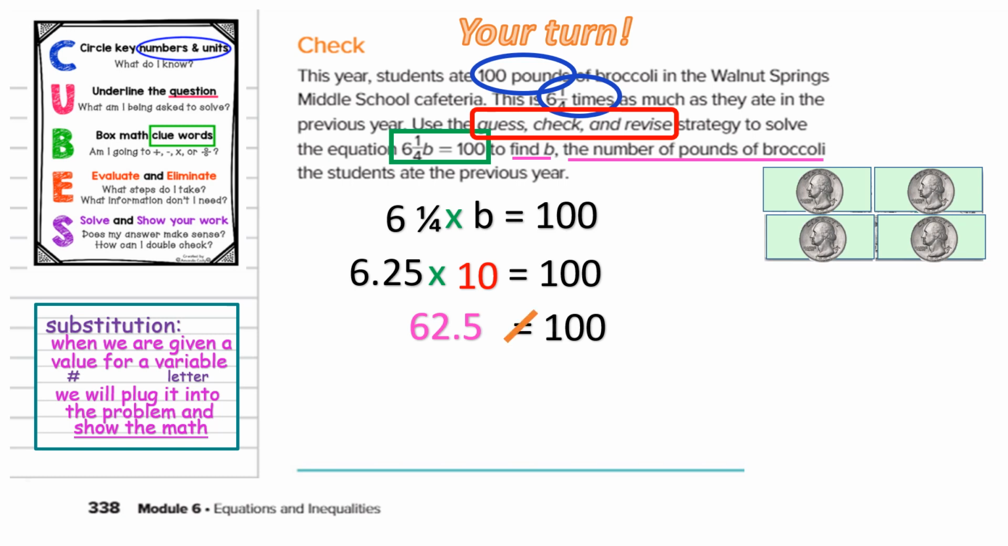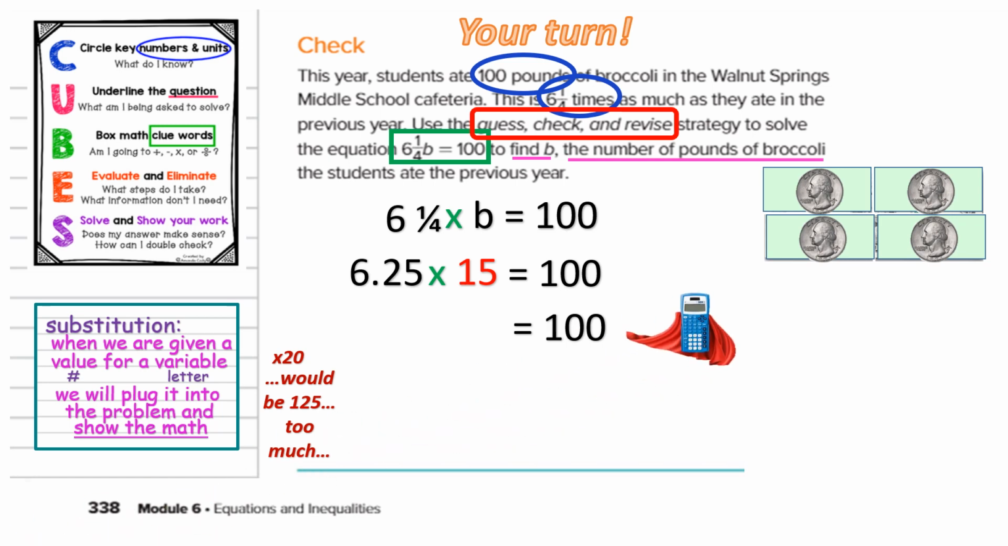That's not enough. So if that's not equivalent, then I can't use that. Well, what if I double that, right? If I double the 62.5, so 62.5 times 2, does that work? That gives me way too much. So now let's find the middle. So I tried 10 and I doubled that, and I tried 20. That didn't work. What about 15?